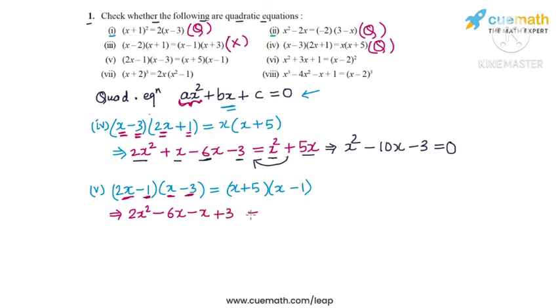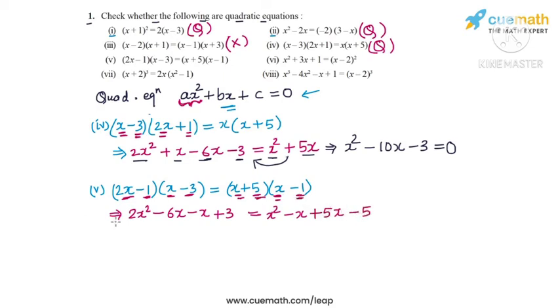So that's on the LHS, and now on the RHS we have x times x, so that's x square. X times minus 1, that's minus x. Then we have 5 times x, that's 5x. And then we have 5 times minus 1, so that's minus 5.